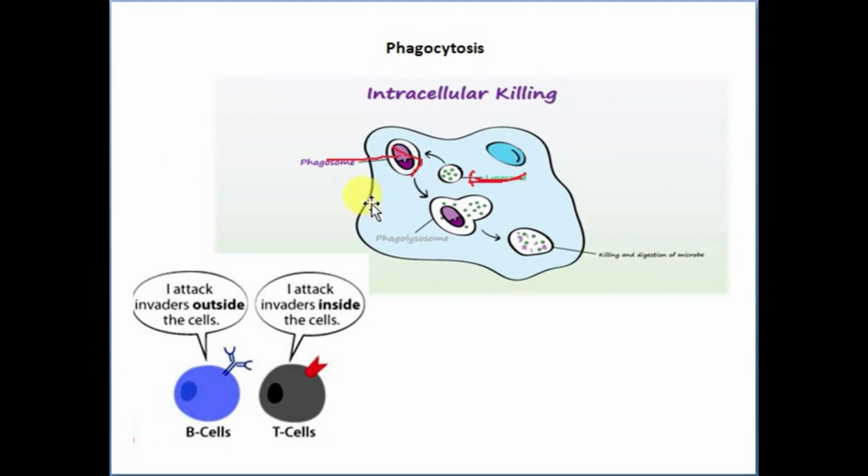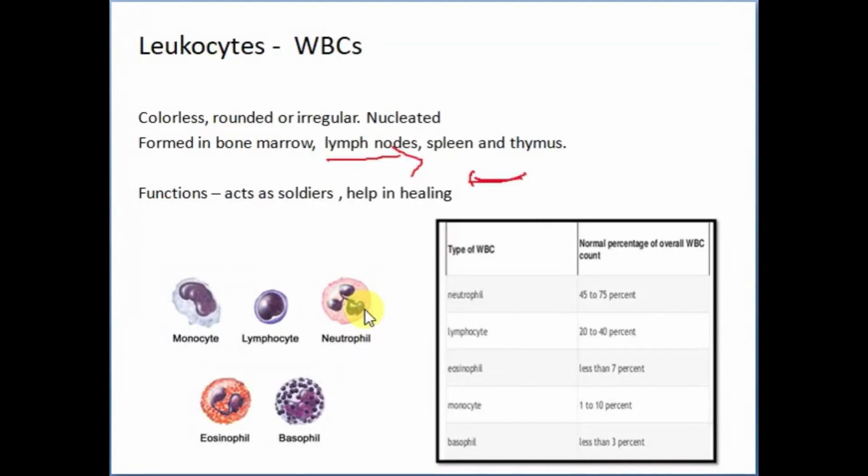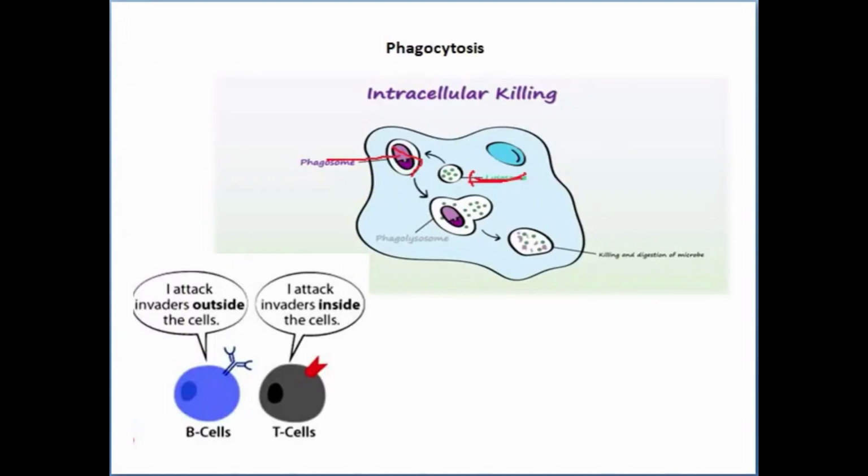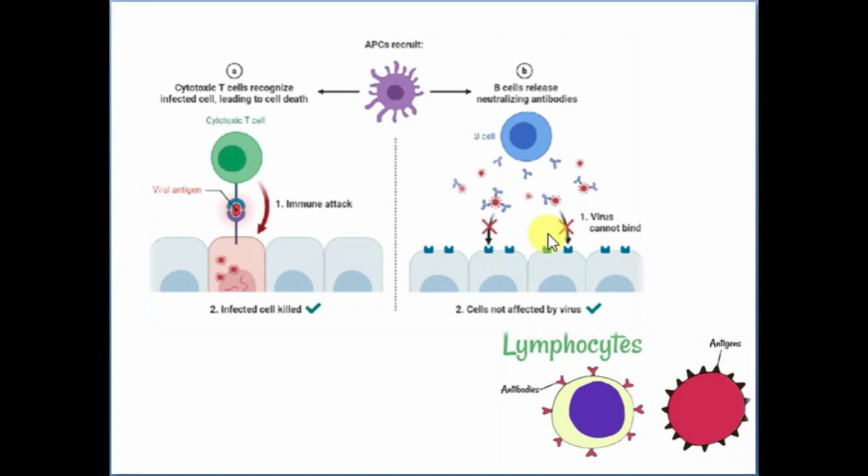Then we have another WBC, that is the lymphocyte. Lymphocytes are of two types: B lymphocytes and T lymphocytes. B lymphocytes attack invaders outside the cell, and T lymphocytes attack invaders inside the cell. We'll see their function in this slide.